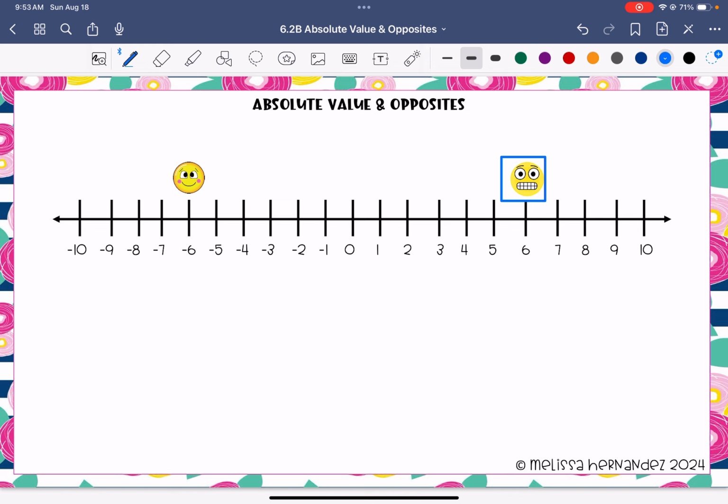We want to see how far this second emoji is to 0. So you just count spaces. There's 6 spaces, so the absolute value of the second emoji is 6. So typically, if a question is asking us the absolute value, you usually see it displayed like this. And in this case, it would be absolute value of 6 is 6. Now, for the blushing emoji, which is the first one that's at -6, your question would look like this.